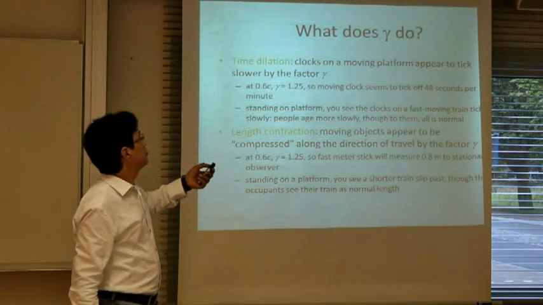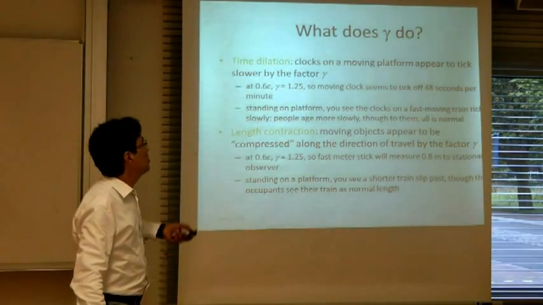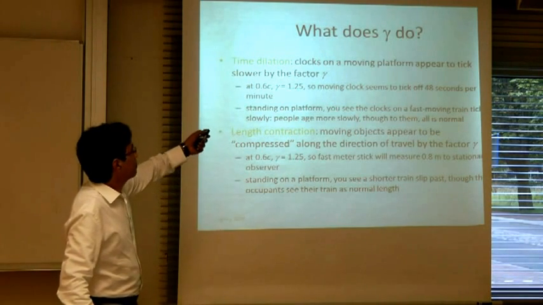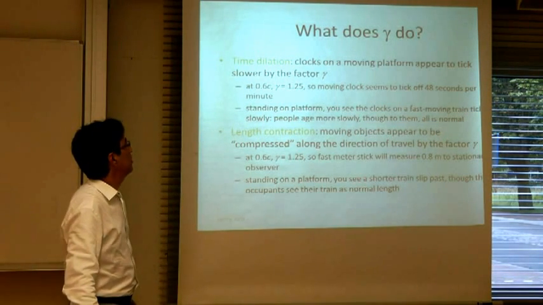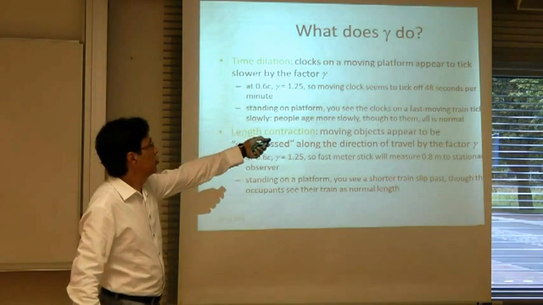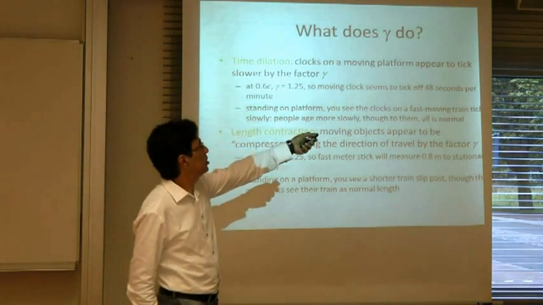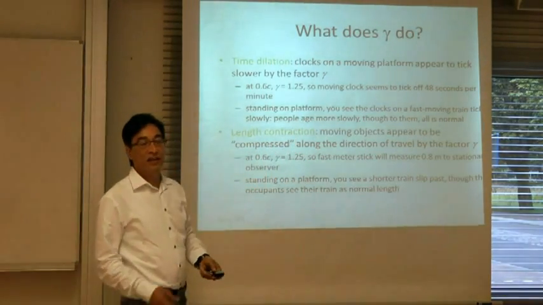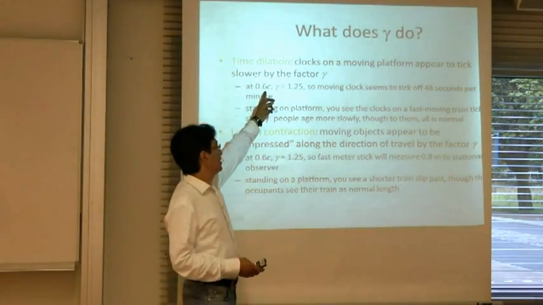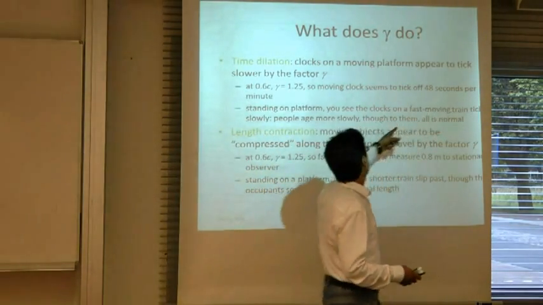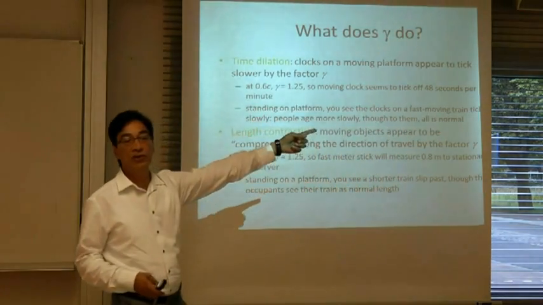What does gamma do? Time dilation: clocks on a moving platform appear to tick slower by the factor gamma. And that 0.6 that I showed you, 1.25. So the moving clock seems to tick off 40 seconds per minute. Then, for this velocity, there is no 60 seconds per minute. It is just 40 seconds.